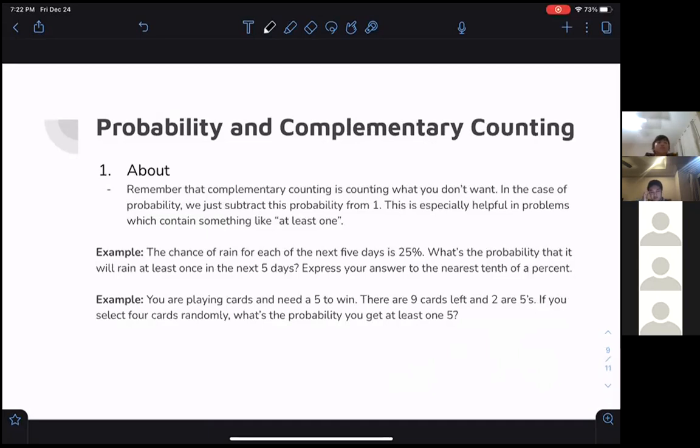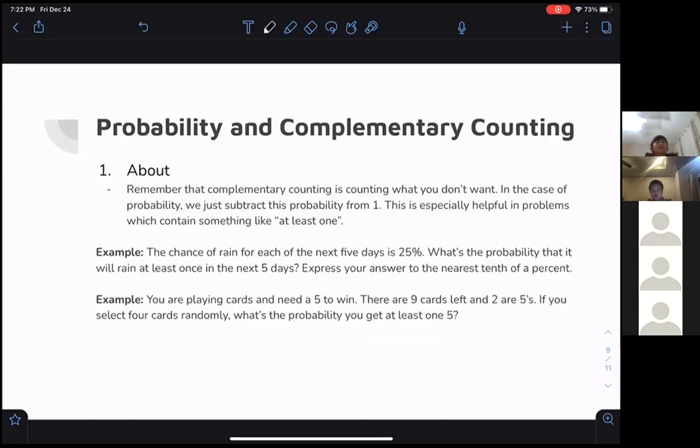Now we move on to probability and complementary counting. Remember, complementary counting is just counting what you don't want. In the case of probability, you just subtract this probability from 1, just like in counting, you subtract what you don't want from the total. This is especially helpful in problems which contain something like at least 1 or at most or similar phrases. Really, it's very similar to counting. The same phrases will indicate complementary counting, in both counting and probability, as they are very closely tied together.